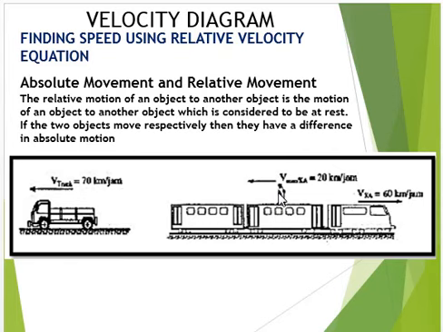If the train is moving right at a speed of 60 km per hour, while the person on the train is traveling at a speed of about 20 km per hour to the left, the absolute speed of the person is 40 km per hour to the right, and then the person's relative speed to the train is 20 km per hour.